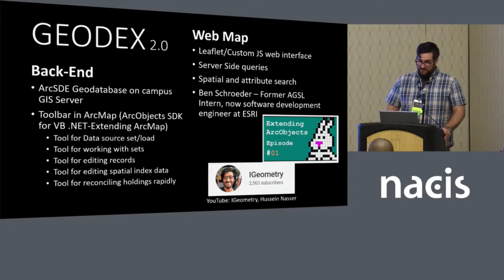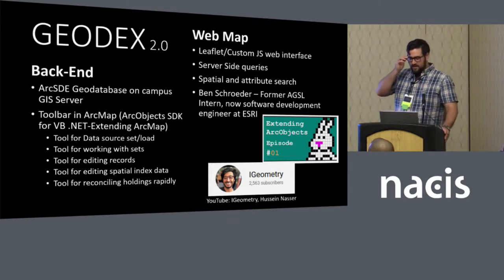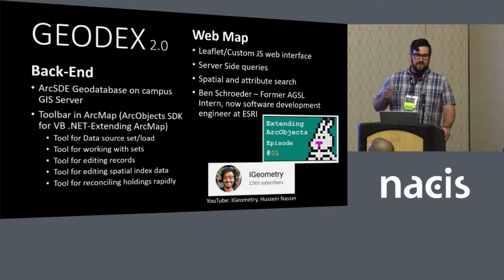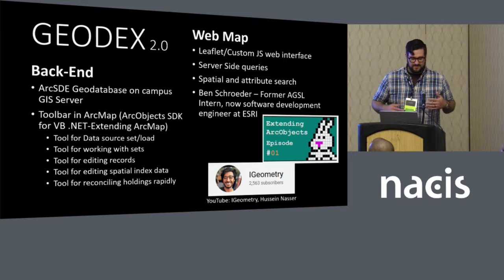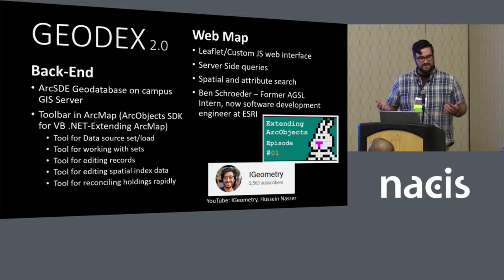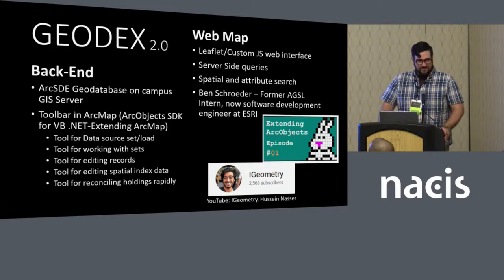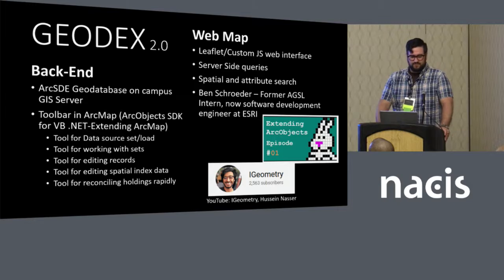So thus, Geodex 2.0 was born, and it's a two-sided thing. The database part of it is just a file, SDE geodatabase that sits on our campus ArcGIS server. It's pretty standard. It's nothing special. It's about 350,000 features, as one feature class, like I said, with various subtypes.